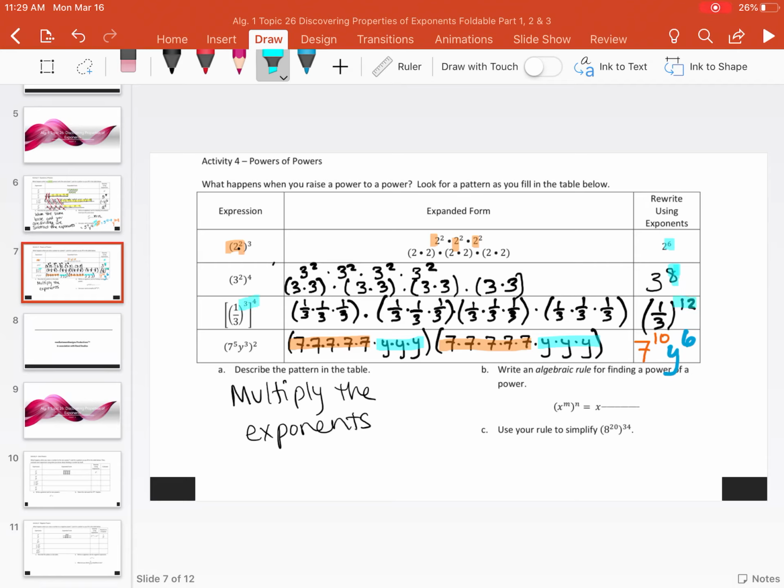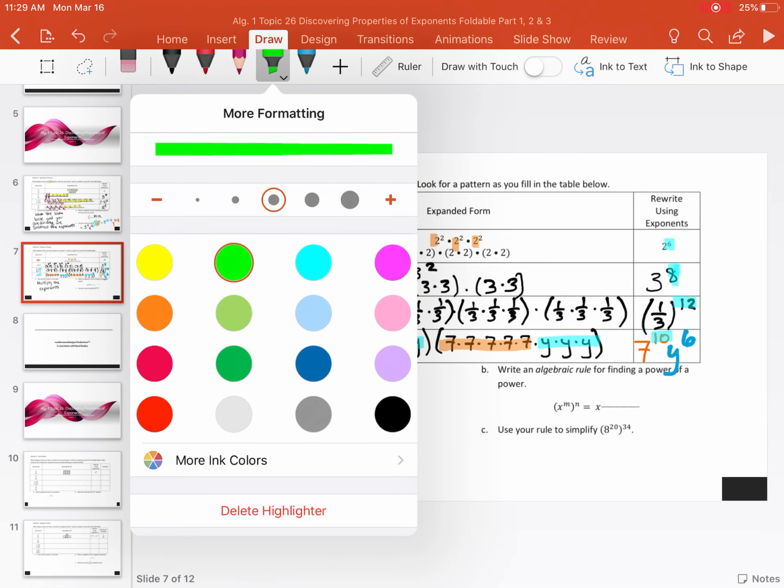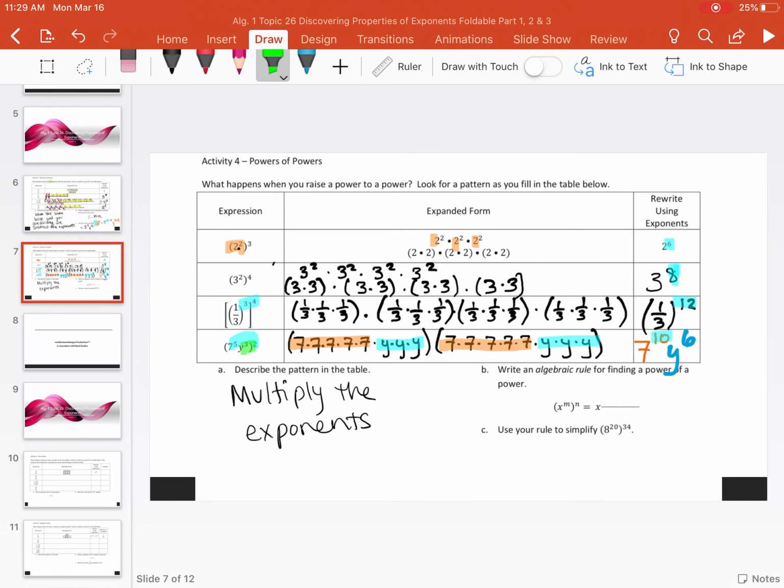And now here we have 7 to the fifth and y to the third, squared. So we're going to multiply our 5 times 2, which gives us our 10. And then if we deal with our 3 times 2, that gives us our 6. So if we were to generalize it with a rule, this is x to the m raised to the nth power. This is the same thing as x to the m times n.